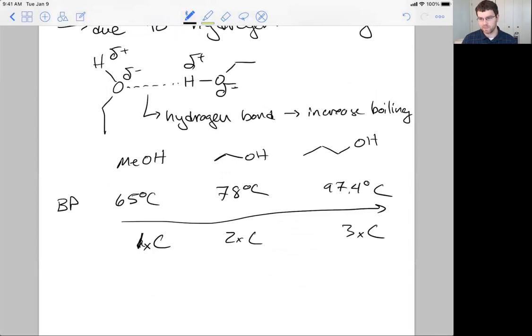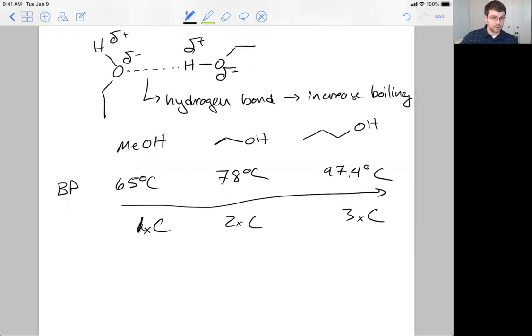It kind of depends on the situation, so 15 to 20 degrees Celsius, maybe, depending on how far you go. Anyway, those are some boiling points. One thing I'll note, though, is as you increase the number of carbons, you increase the boiling point, right? But what happens if you go to 0 carbons?